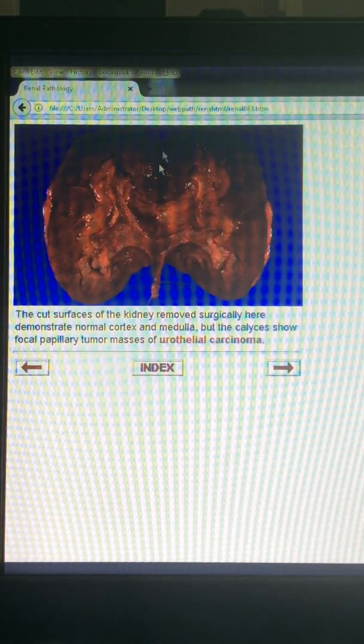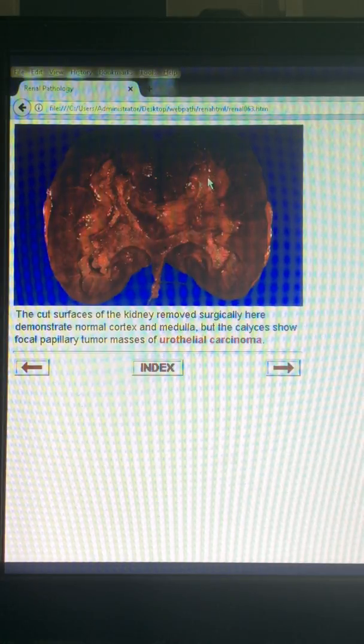Here we have the kidney cut in half into two. Again, we can see the proliferation of papillary neoplasm inside the calyx. So this is a urothelial carcinoma. Again, the lining here is urothelium. So any tumor arising from it is urothelial carcinoma.